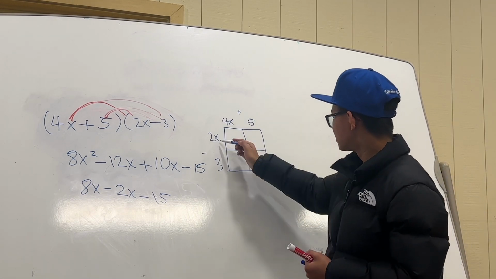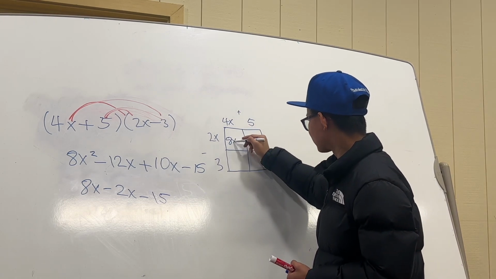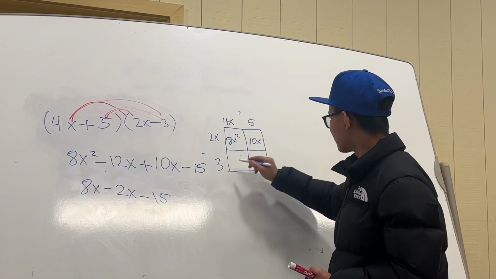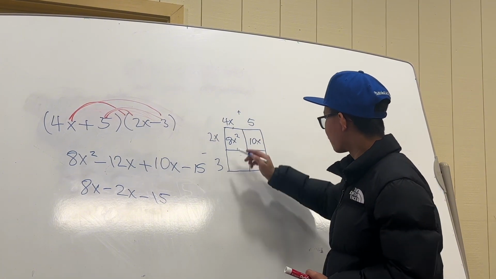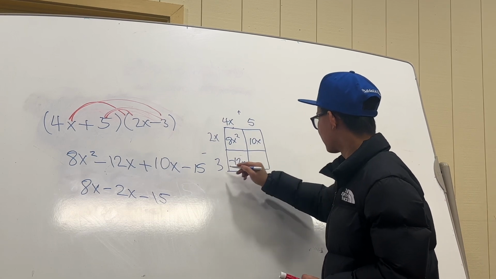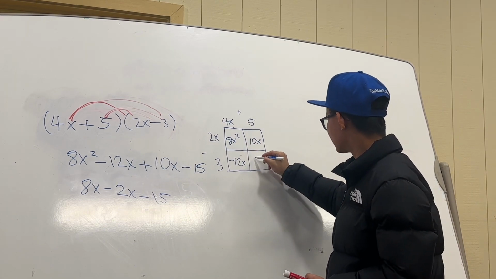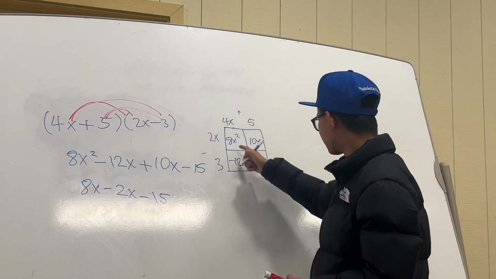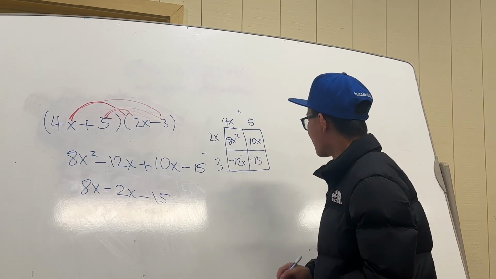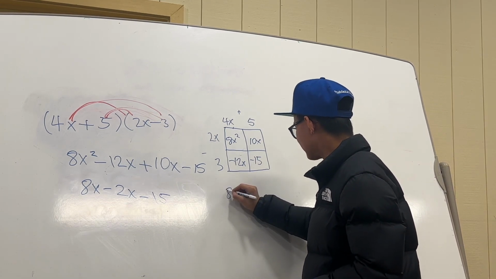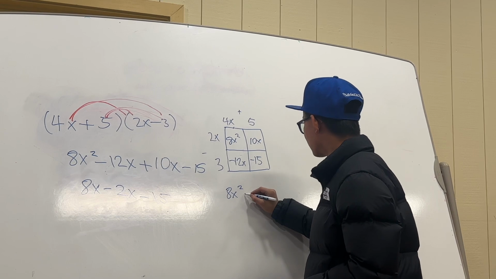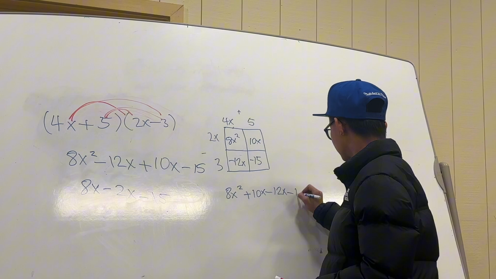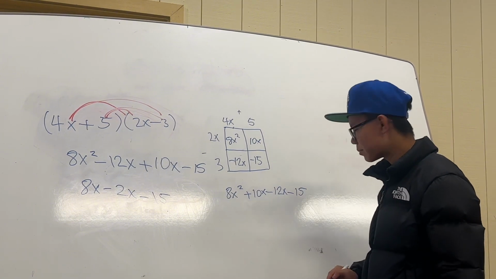Then what we're going to do is 2x times 4x is 8x squared, 2x times 5 is 10x, negative 3 times 4x is negative 12x, and negative 3 times 5 is negative 15. Now we take these numbers from inside the box and write them out: 8x squared plus 10x minus 12x minus 15. And now we have to simplify and combine like terms.